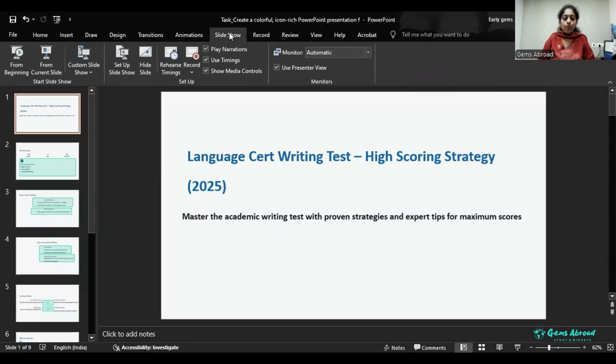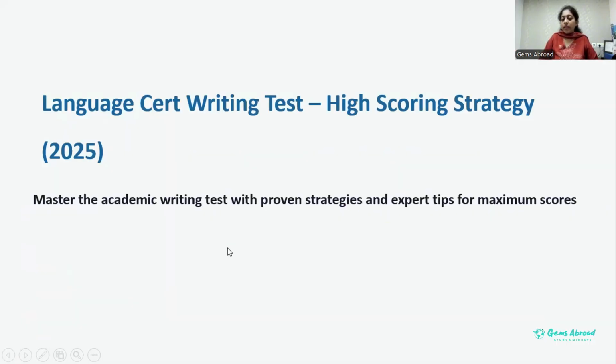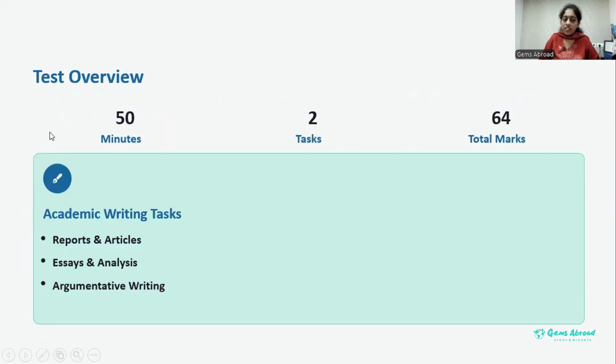Okay, as you can see, LanguageCert Writing Test High Scoring Strategy. Master the academic writing test with proven strategies and expert tips for maximum scores. So, about the test overview, the time is about 15 minutes. You will get 15 minutes and there will be two tasks, and the marks contribution will be 64. In the academic writing task, you will get reports or articles or essays, analysis, and argumentative writing.